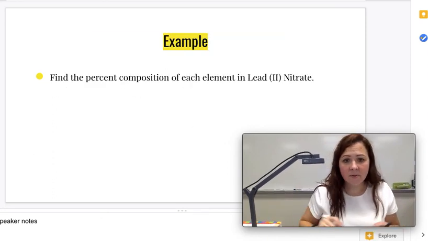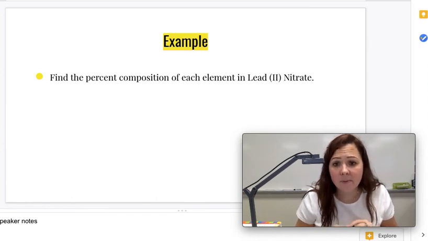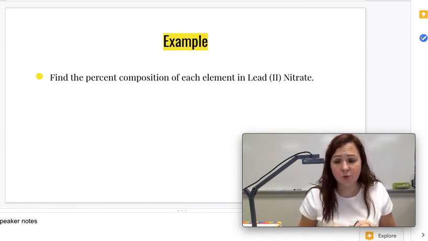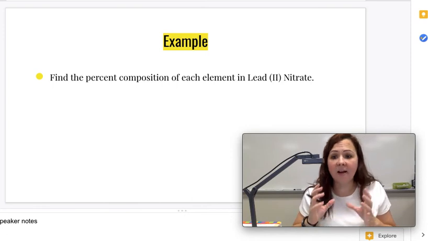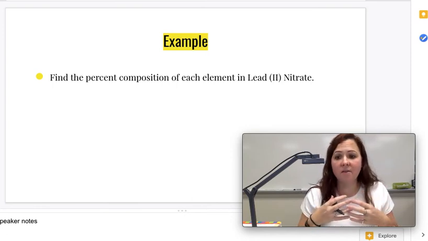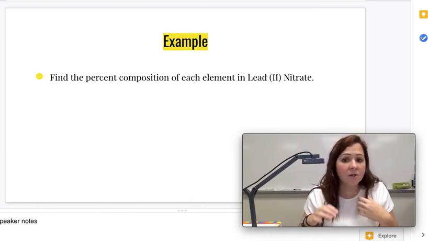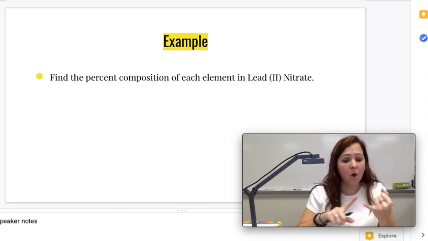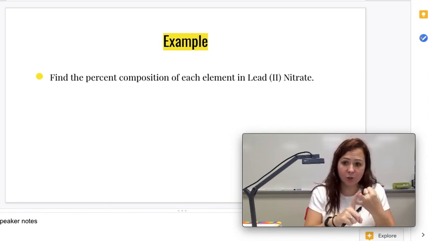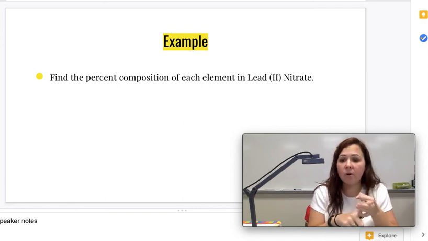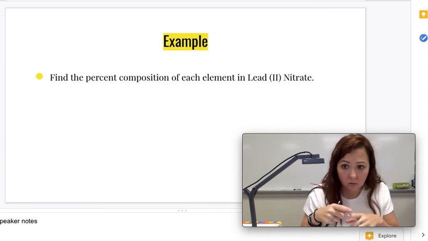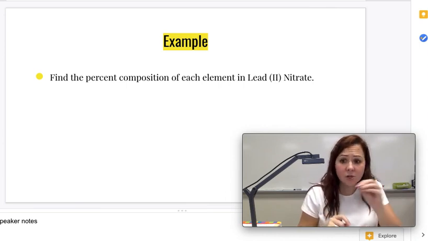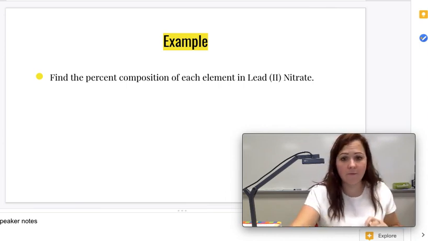This example that I gave you says find the percent composition for each element in lead-2 nitrate. With this one, we're going to have to find the formula first, because we don't have a formula. Then we find the molar mass. Then we're going to find the different elements that are there. So we're actually going to do 3 different problems here: one for lead, one for nitrogen, one for oxygen. And we want to know in the compound as a whole how much of that mass comes from each of the different elements that are in the formula.